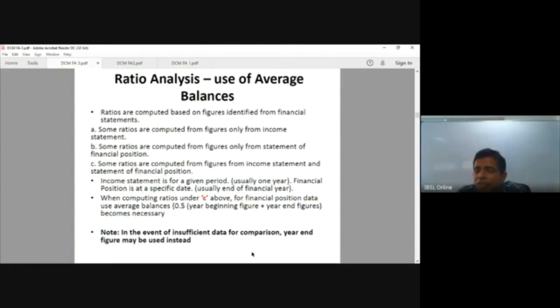If it is only figures from the income statement, no need to take averages. If the ratio is computed only with figures from the balance sheet, no need to average. If a ratio is calculated based on one figure from the income statement and one figure from the balance sheet, the figure from the balance sheet should be an average one. Right? For you to calculate the average, the year-beginning and the year-end figures should be there. If you are not provided with the year-beginning figure, you can take the year-end figure as the average figure. I hope everyone is clear on this point. If you do have any question, please raise it.